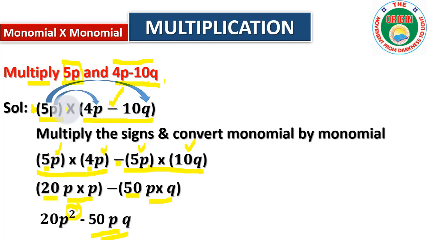Go through the steps once more. Convert the given expression into monomial by monomial, multiplying the signs. Next, multiply the constants or coefficients and multiply the same variables, and the resultant should be mentioned in the superscript place. This is the process to do the multiplication of monomial by binomial.